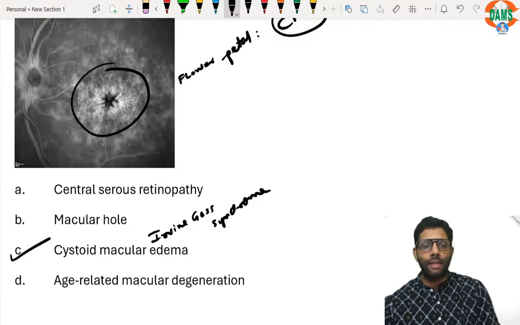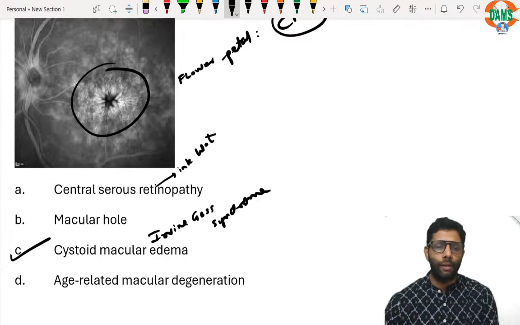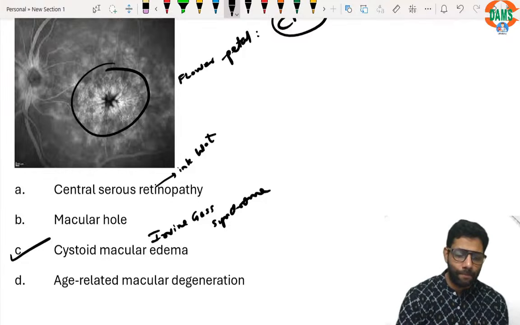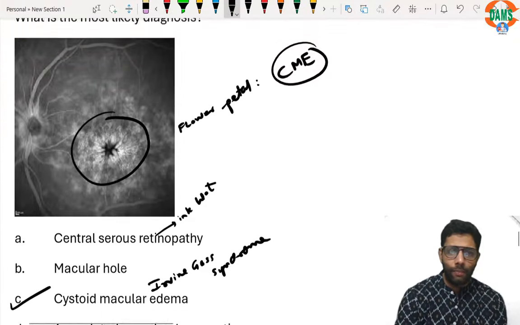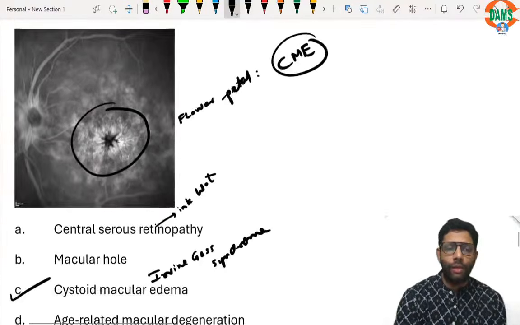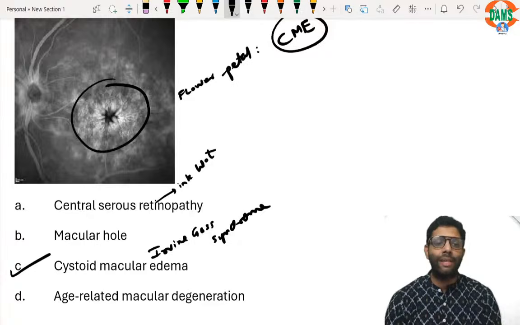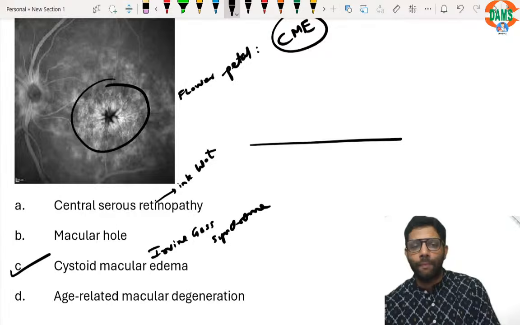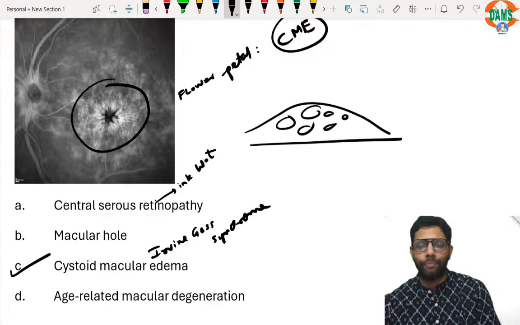But in CSR, it will be ink blot appearance. So in OCT, the thickness of the central retina will be increased because the edema is there in the macula. Cystic spaces will be there in the macula. So in OCT, you will see like this. There will be cystic spaces in the central retina.